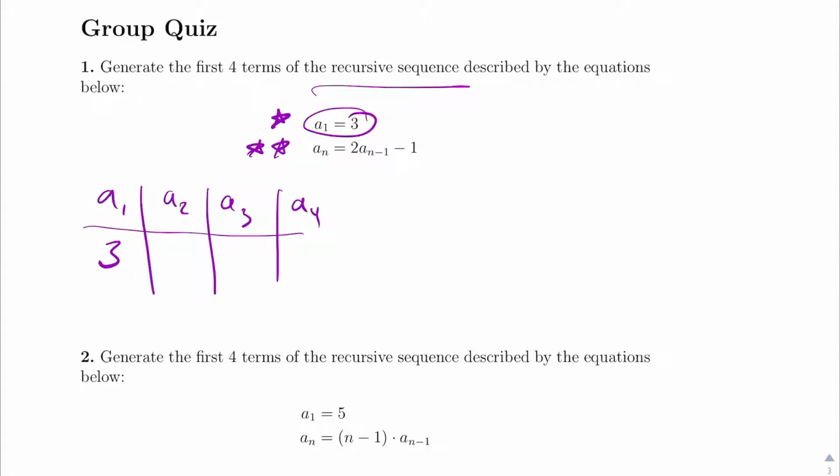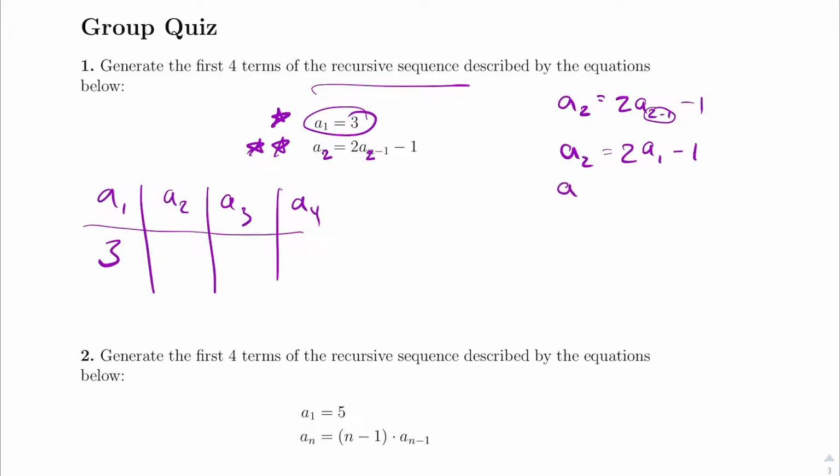So if we want to find A2, we're plugging in 2 for n here, which means we plug in 2 for all n's. So 2 times a sub 2 minus 1, minus 1. A sub 2 is equal to 2, evaluating the subscript, a1 minus 1. A2 is equal to 2 times, looking up a1 from the table, 3 minus 1, we get 5.